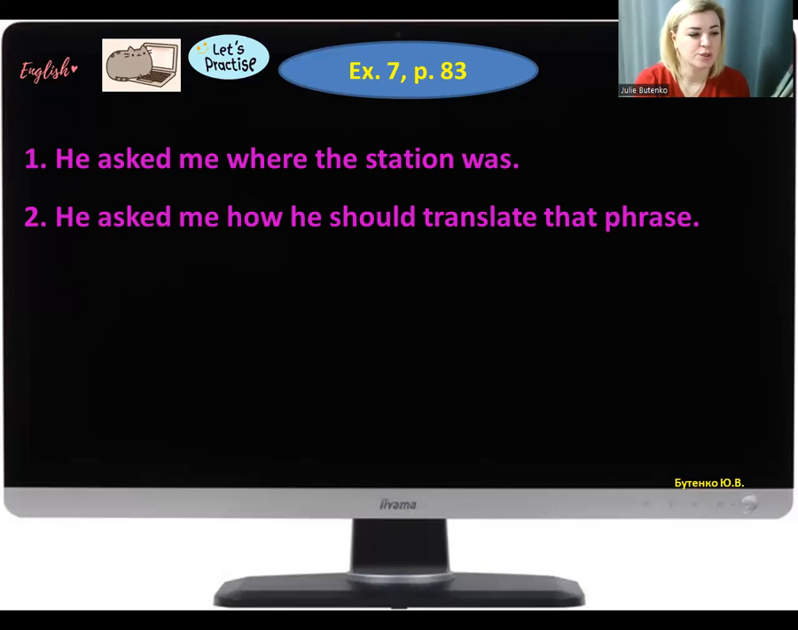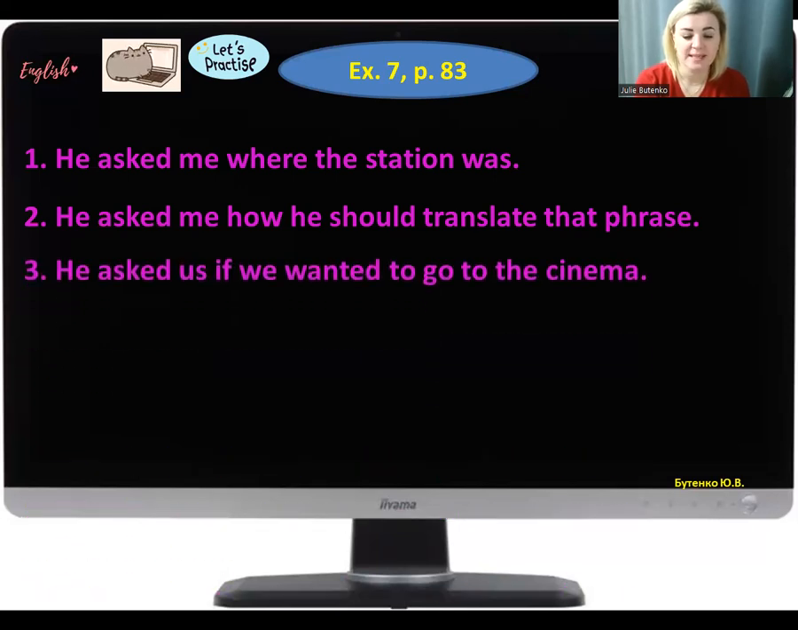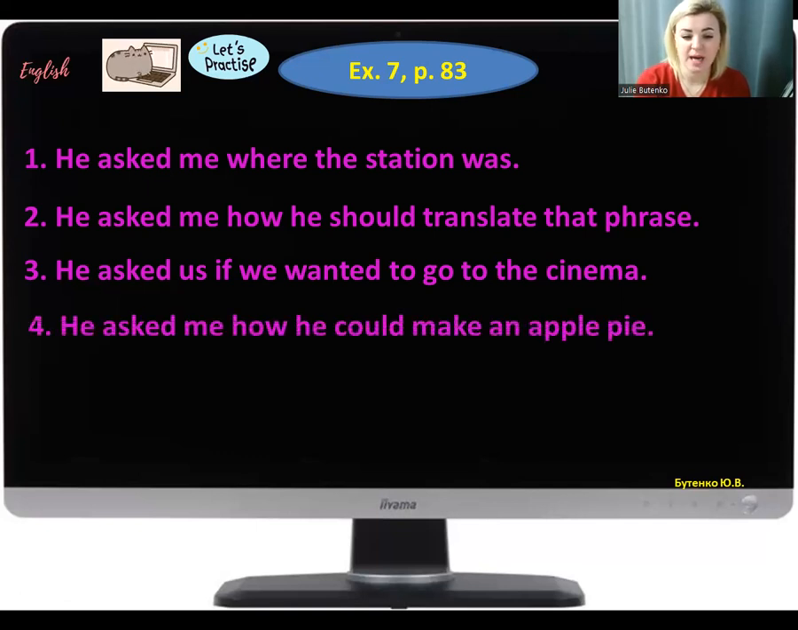Number 3. Do you want to go to the cinema? General question. He asked us if we wanted to go to the cinema. General question. Number 4. How can I make an apple pie? Special question. He asked me how he could make an apple pie.